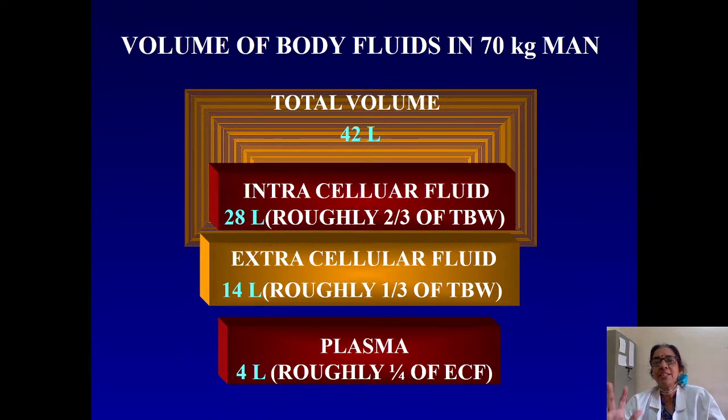Volume of body fluids in a 70 kg man: the total body water will be 42 liters. Intracellular, I told you, is 2/3, which means 28 liters. Extracellular fluid will be 1/3, that is 14 liters. Again, this extracellular fluid is divided into 3 compartments: plasma, interstitial fluid, and the transcellular fluid. Plasma will be roughly 25% of the extracellular fluid, and the other two are 75%. So 25% of 14 liters is roughly 3.5 liters, which is the plasma. Plasma is the fluid which is surrounding your blood cells.